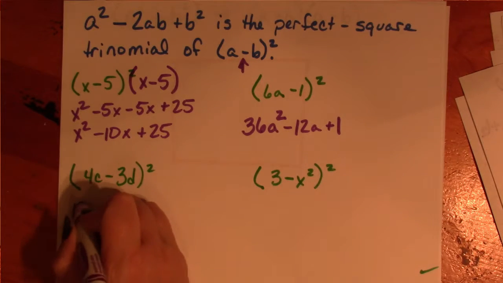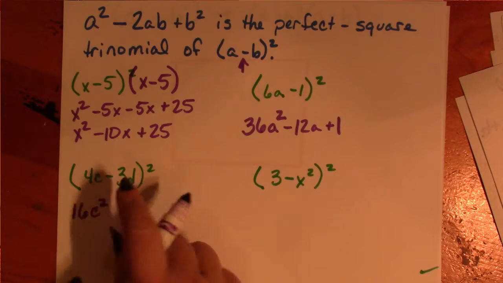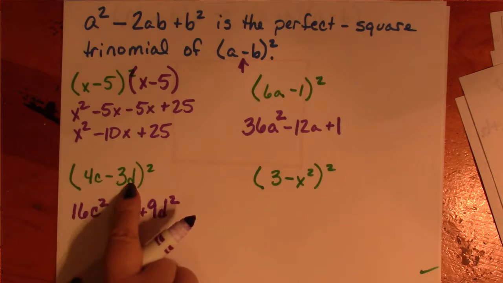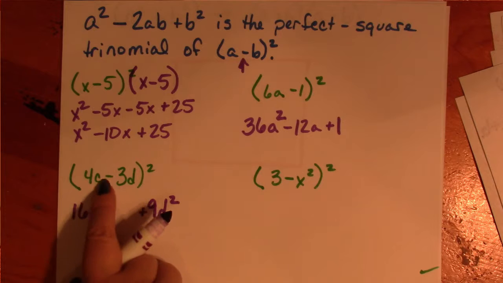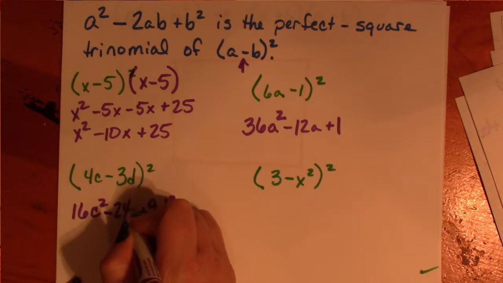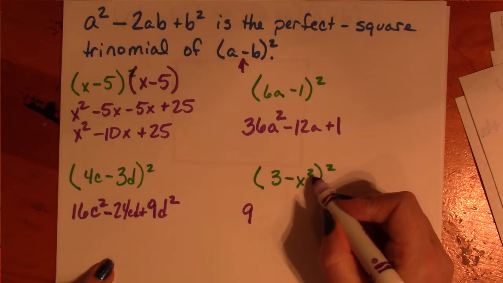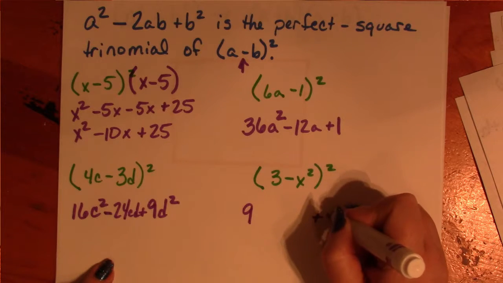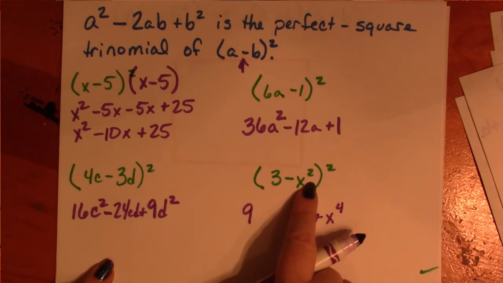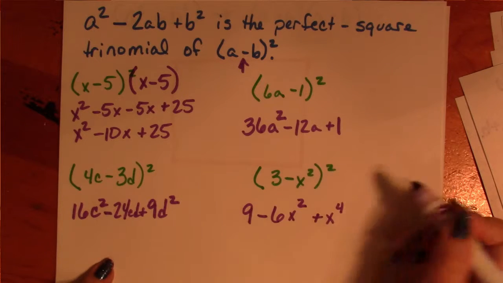4c squared is 16c squared. Negative 3d squared is plus 9d squared, and multiplied together this is negative 12cd. So 2 of those are going to be negative 24cd. 3 squared is 9. Negative x squared is positive x to the 4th. And these two together, that's negative 3x squared times 2, which is negative 6x squared.